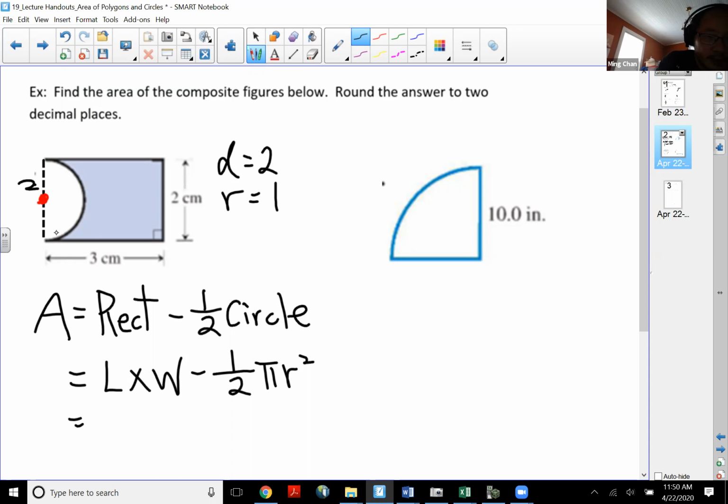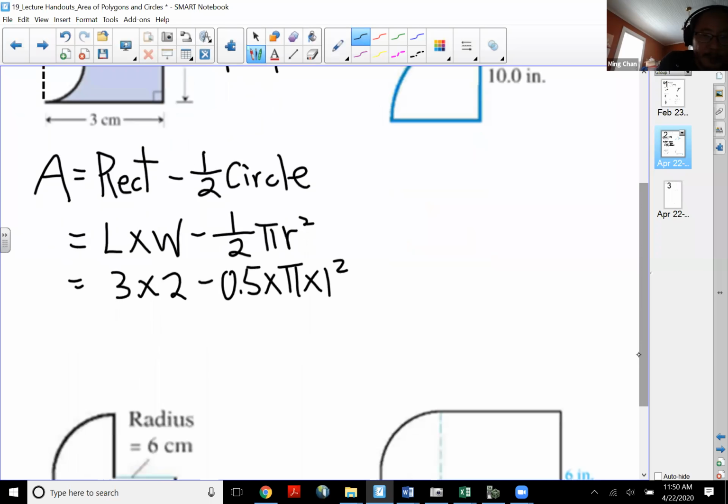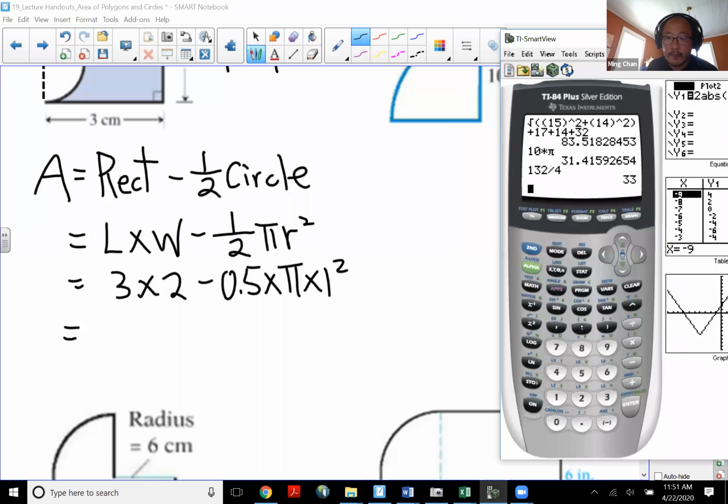We're going to take the area of the rectangle, 3 times 2, minus half of a circle that's cut out of it. That's 0.5 times pi times 1 squared. I will type in 1 squared because a lot of people type 2 right here. Oh God, 1 squared is 1, not 2. So 3 times 2 minus 0.5 times the pi key times 1 raised to the second power. All right, it's about 4.43.